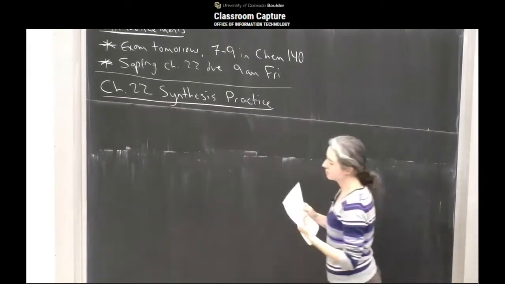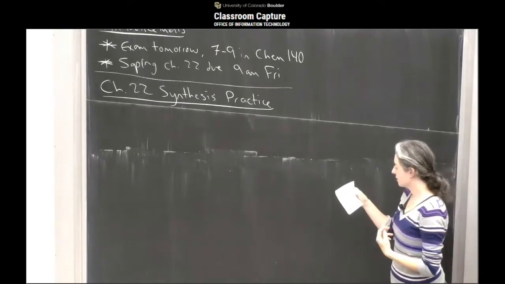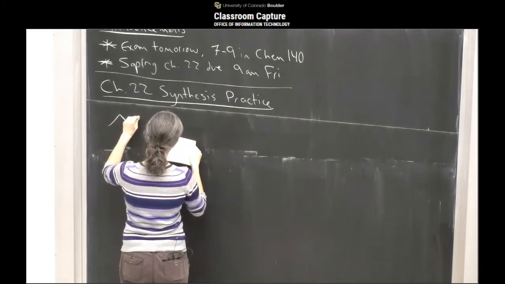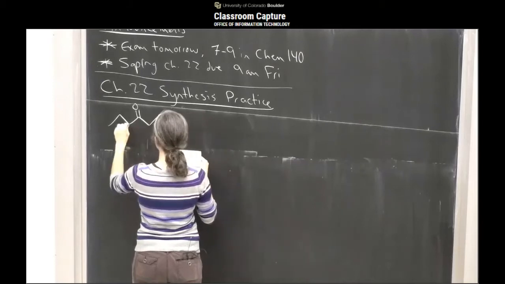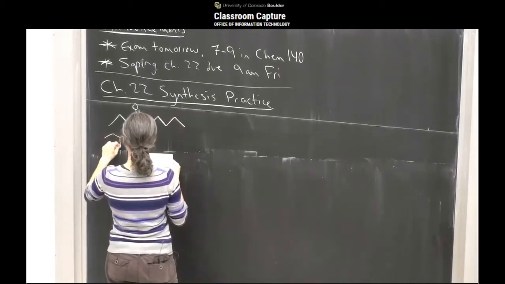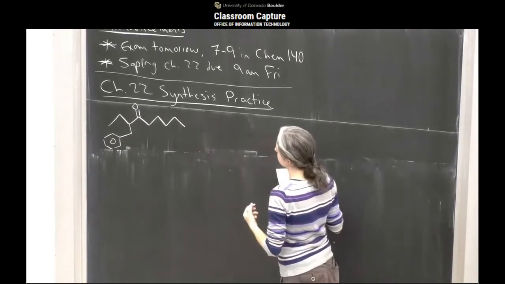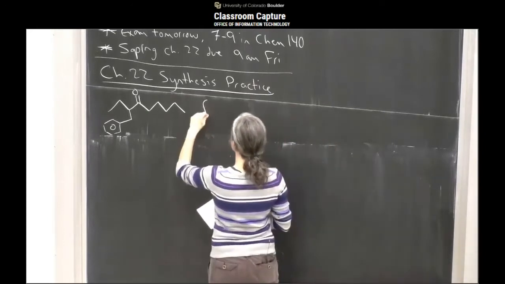So chapter 22, synthesis practice. So the one I have in the notes is this thing. Okay, so the only requirements I give here are make it from anything with 6 carbons or less.